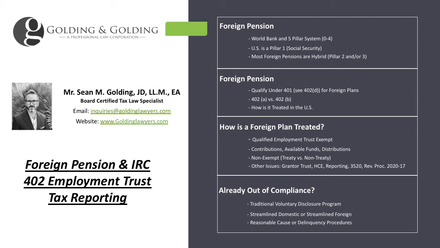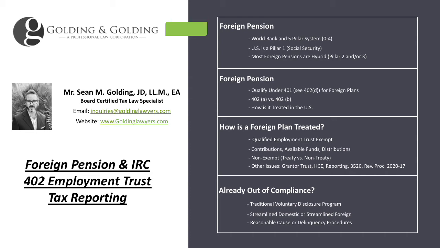If it's a foreign pension, it can still qualify under 401. There's a subsection to 402 that basically says if it qualifies otherwise, just because it's foreign doesn't mean it won't qualify per se. But the reality is foreign country pension plans were not designed to meet the U.S. tax code, right? So most of the time they're not going to qualify. Rather, they're going to fall under 402B, which are non-exempt trusts.